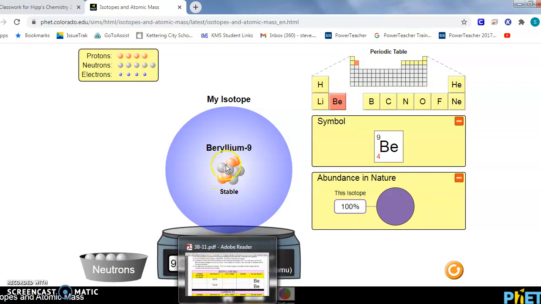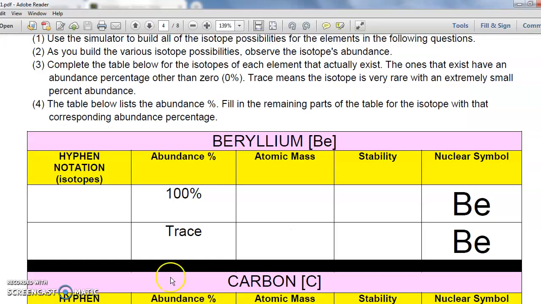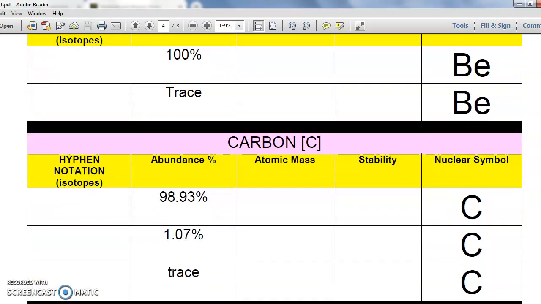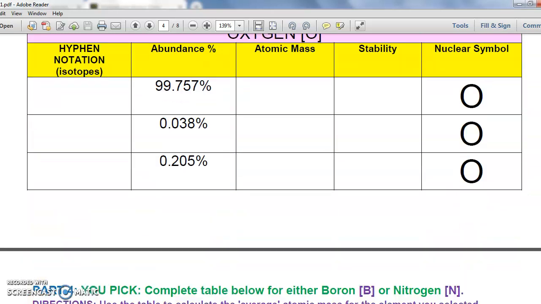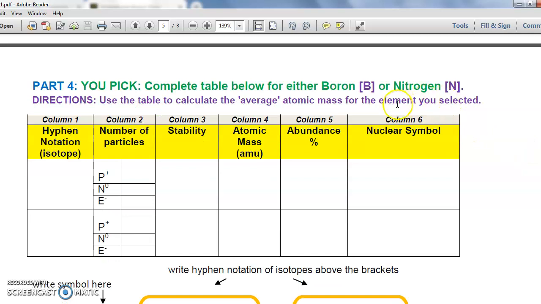Then you'll have to play with some of the other isotopes to find out which one is available in trace amounts. So you'll build different isotopes and see which one's trace. You'll do the same for carbon. You'll do the same for oxygen. On part 4 of the lab, you select boron or nitrogen. You get your pick here, and you'll put the different isotopes that exist for either boron or nitrogen.